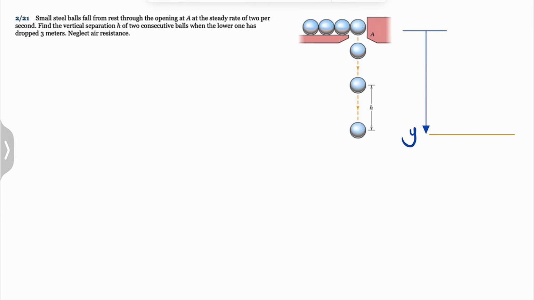Alright guys, welcome back. We're going to be solving another question from the second chapter of Dynamics by Meriam, and in this one we have small steel balls that fall from rest through the opening at point A.